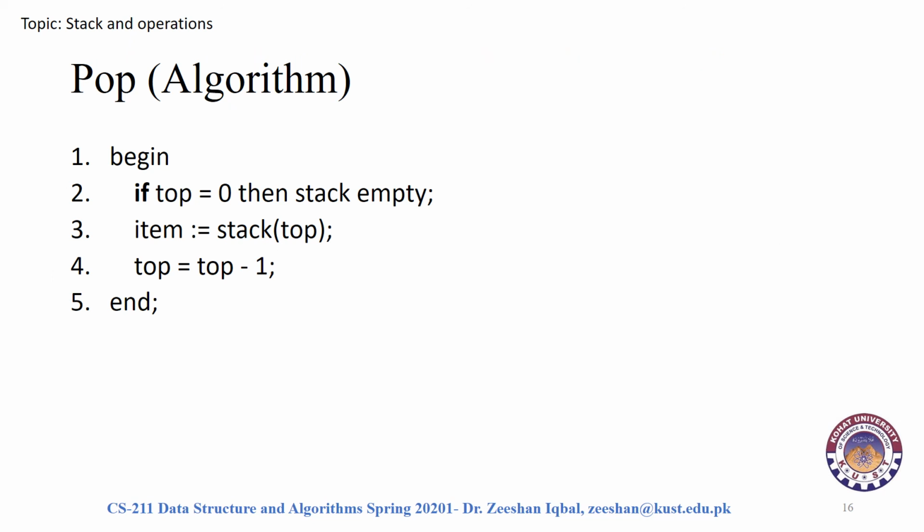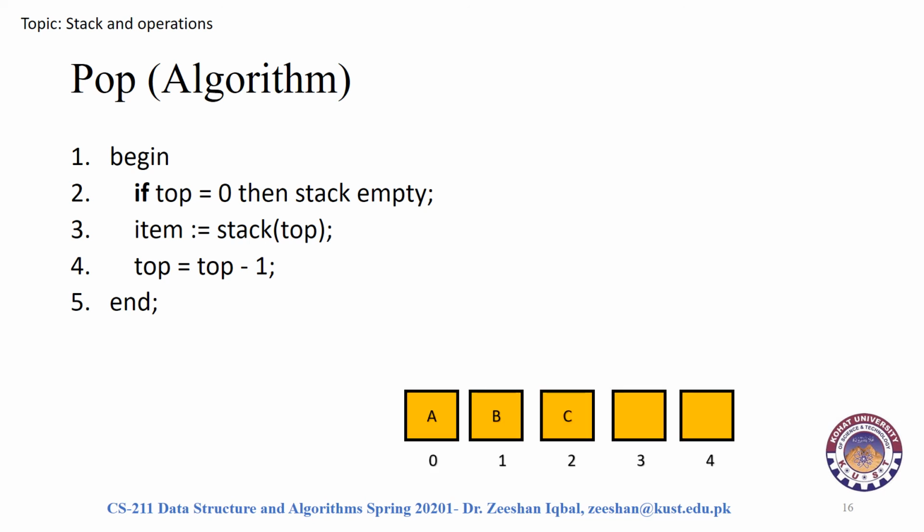Here in step 1, the pop algorithm is started. In step 2, we check the underflow condition by checking if top is equal to 0. If it returns true, there is no value in the stack and we cannot go further. If it returns false, we take a temporary variable named item and store the top value, that is C, in item. Once the storage is done, step 4 will be executed and the top value will be decremented to 1 from 2.